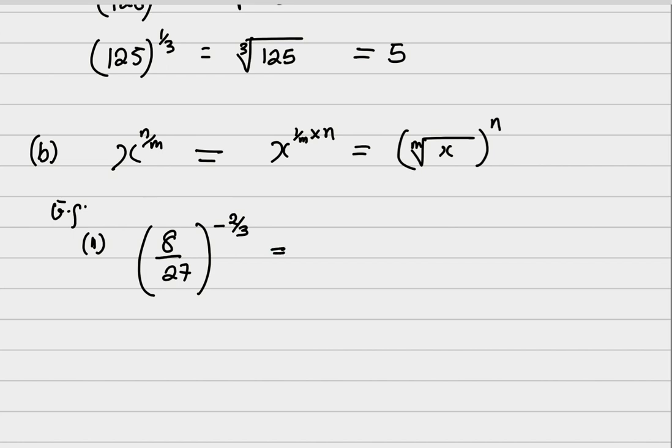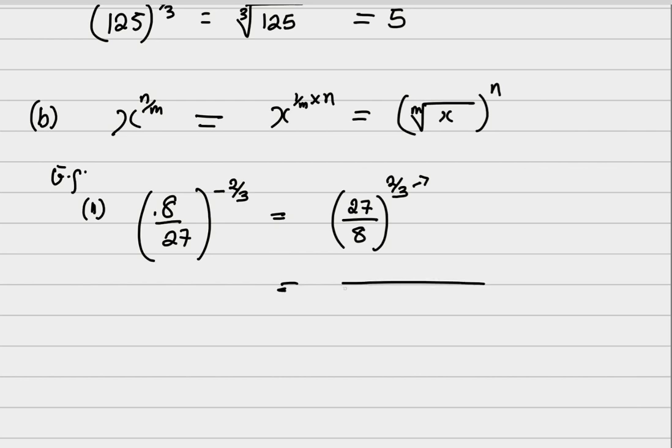I'm going to combine some things here now. Watch. Because of this minus, the numerator and denominator will change, so I'm going to have 27 over 8. Good. Then I have 2 over 3. Because of the base of the fraction, this 3, I'm now looking for the cube root of 27 over 8. Then, because of this 2, it is all squared.